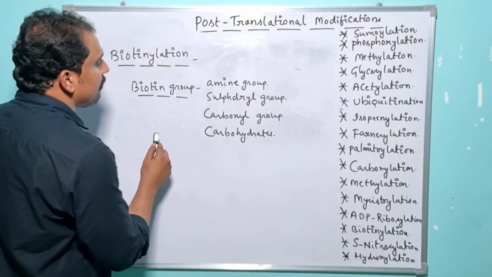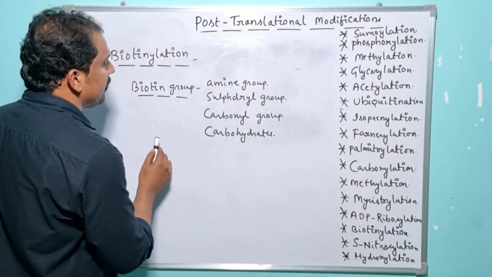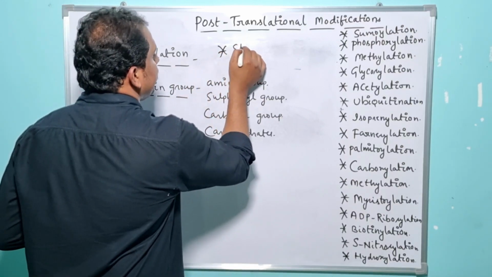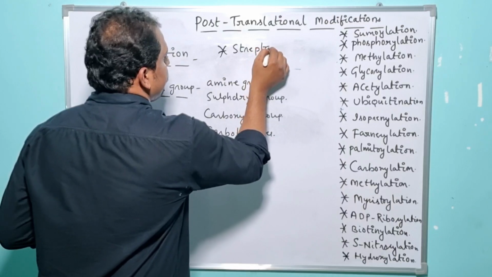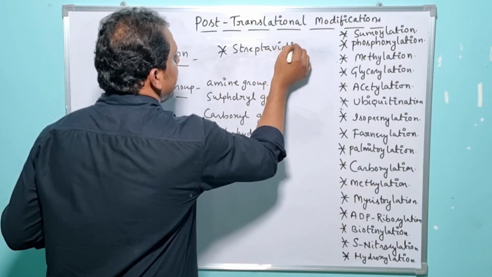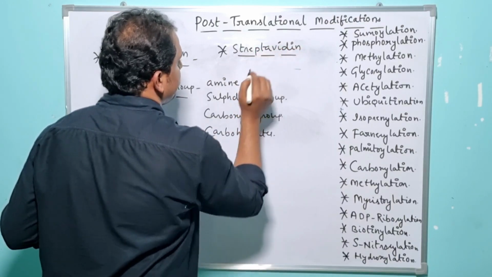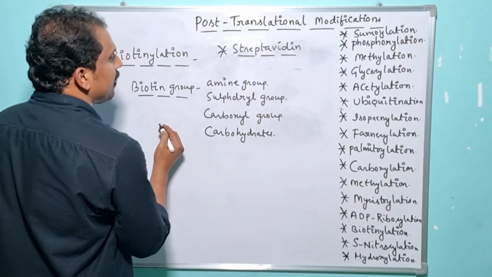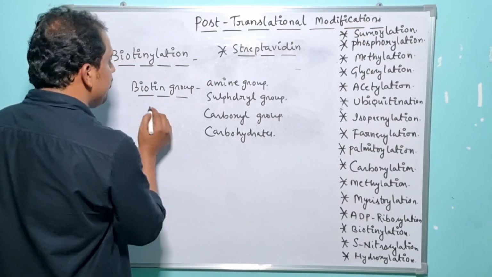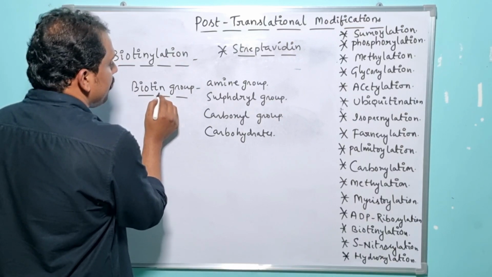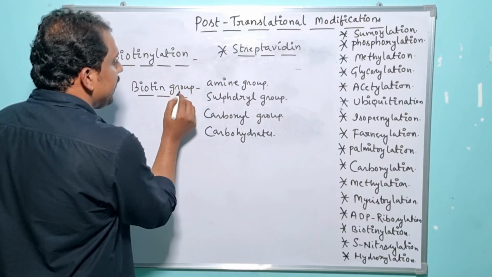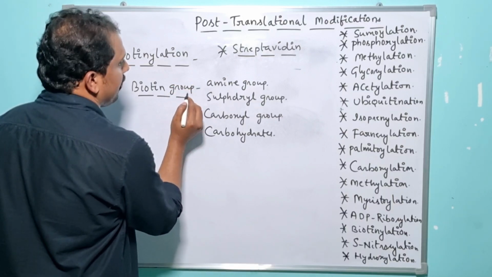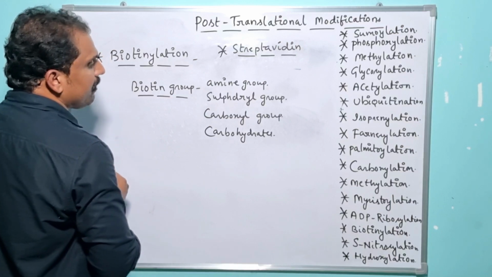the process takes advantage of an antibiotic, and it is nothing but what? Streptoavidin. By taking advantage of streptoavidin, most commonly researchers are capable of recognizing or identifying whether the biotin group was successfully recruited to the specific nascent polypeptide chain or not. So this is about biotinylation.